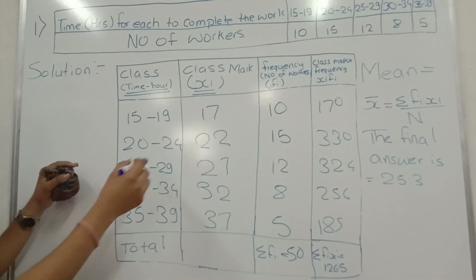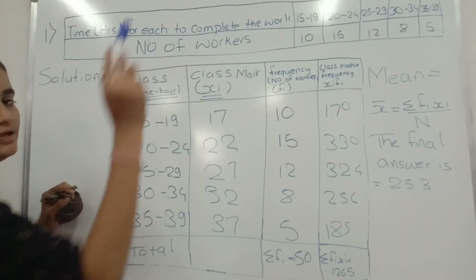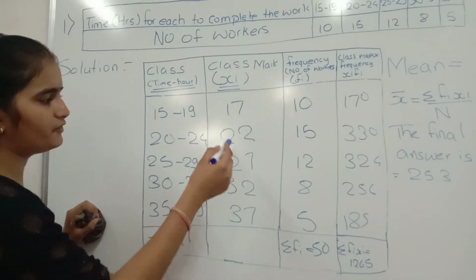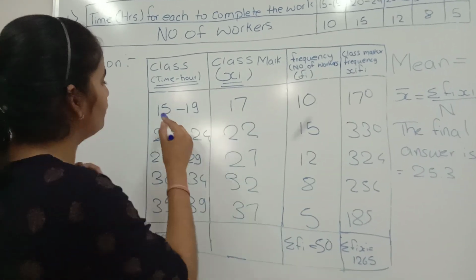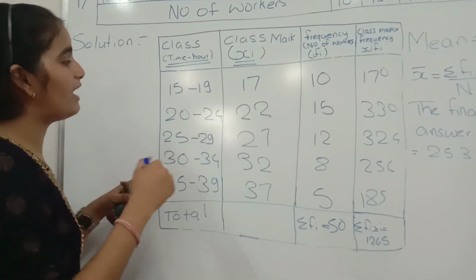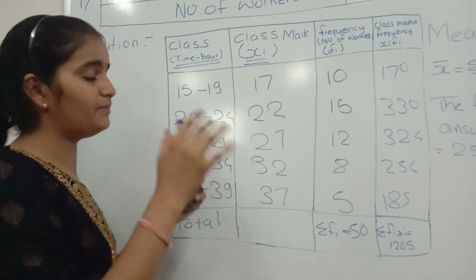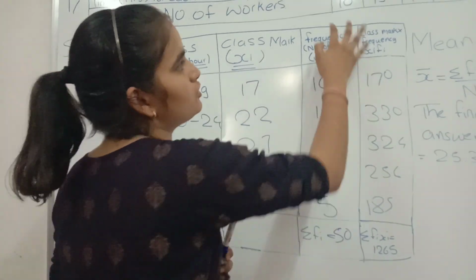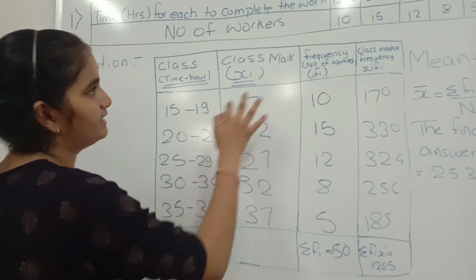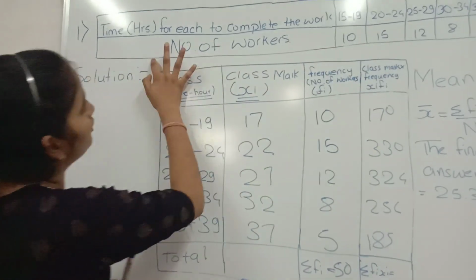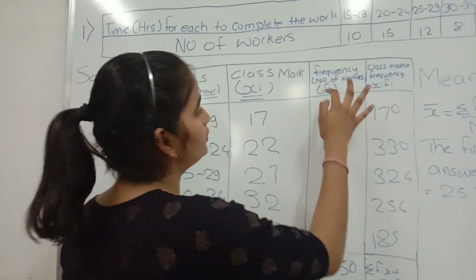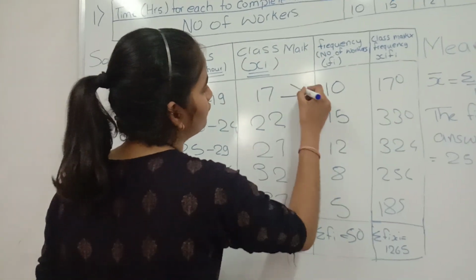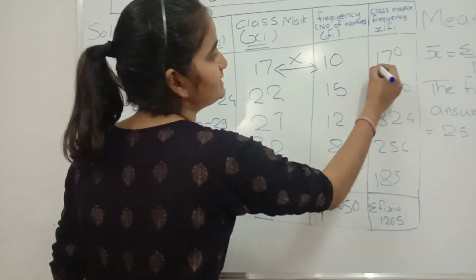In the class box we take all the class intervals given below. And about the 17, 25, 22, why do we get them? For the interval 15 to 19, we take the middle number between 15 and 19, which is 17. That's why we get 17. Talking about this 10, 15 is already given here. The frequency, the number of workers, is already written here. So the frequency is 10 and 15. Then we multiply the two, so the answer is 170.